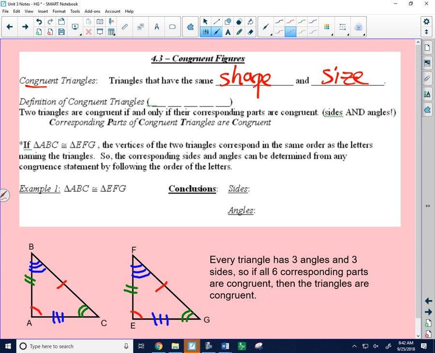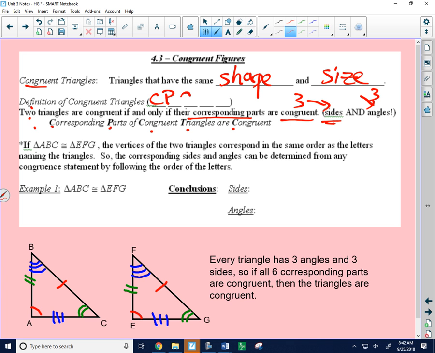Now, this is more about congruent figures in general. Here's the definition of congruent triangles. Two triangles are congruent if they have all three congruent sides. All of their corresponding parts are congruent. Three congruent sides and three congruent angles. There's 6 things in triangles that we need to know in order for the triangles to be congruent. 3 sides and 3 angles. If so, we say that the corresponding parts, those 6 parts, of congruent triangles are congruent.